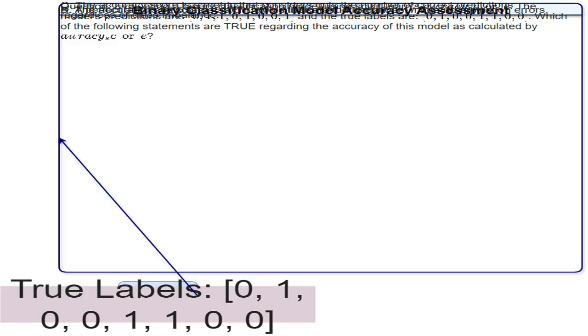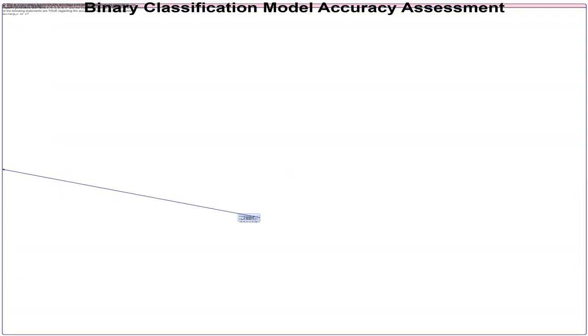These are the actual, or true, labels for each data point. They tell me what the correct classification should have been. Again, there are 8 data points. This statement says the model's accuracy is 62.5%. I'll need to calculate the accuracy myself to verify this.